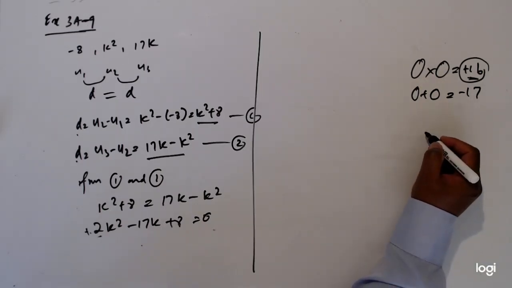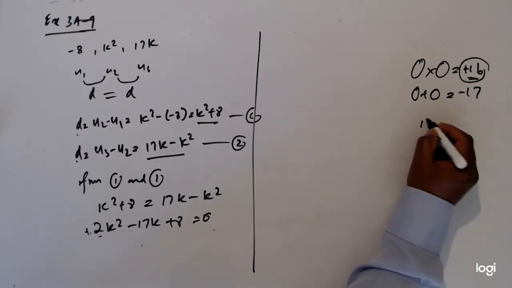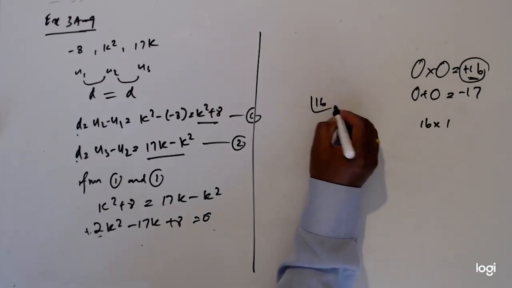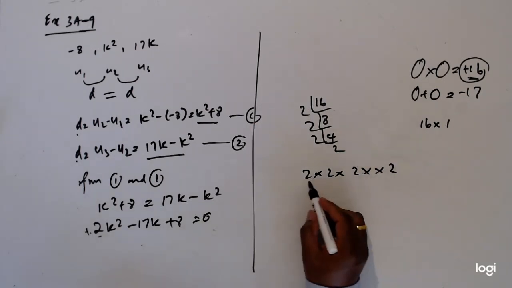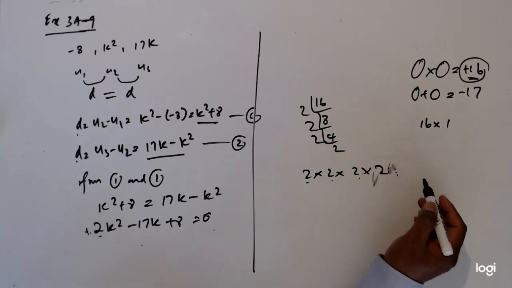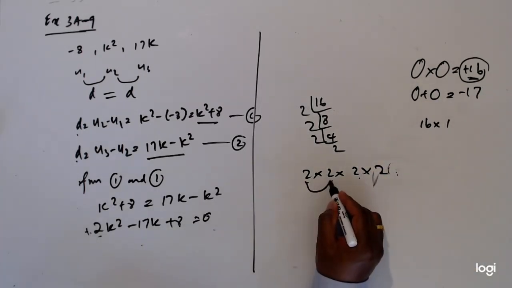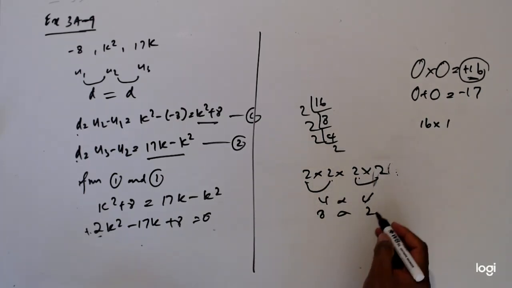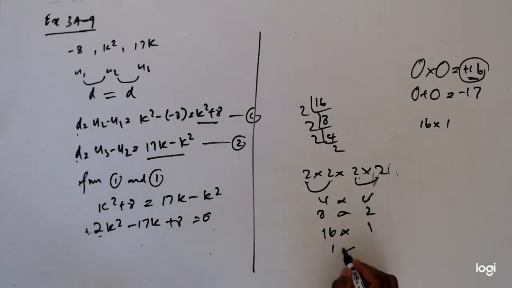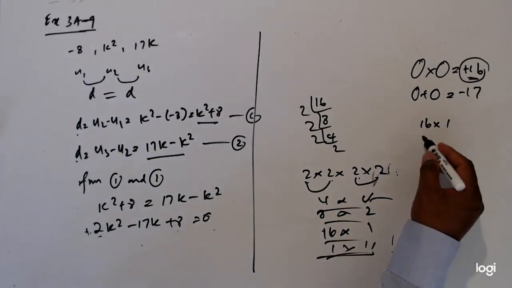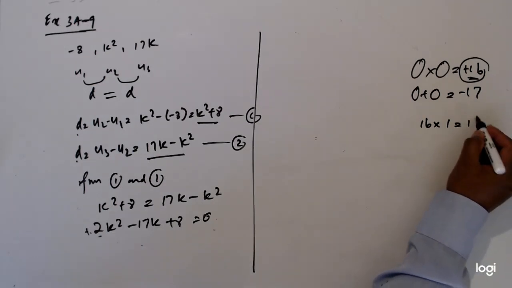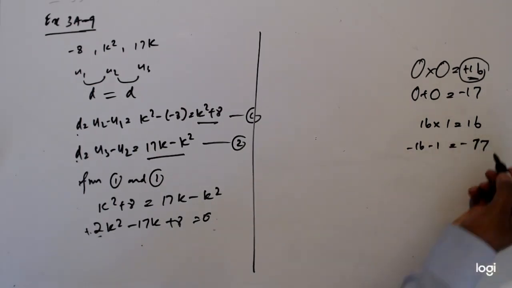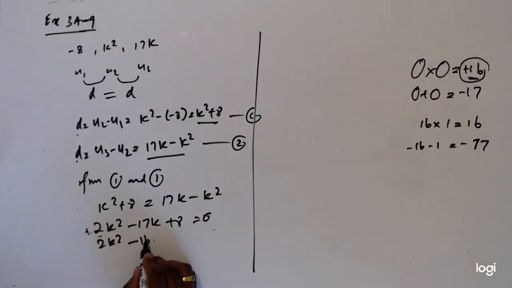Factors of 16 basically. One factor of 16 is 1, 16 times 1. Others, if you want to find, you can find 2, 8, 2, 4, 2, 2. Basically 2 times 2 times 2 times 2 times 1. Then you can take 4 times 2, 8 times 2, and 16 times 1, 1 times 16. So likewise, we have a lot of options, and then you want to pick the right option. I can see that the right option is 16 times 1. 16 times 1 is 16, and minus 16 minus 1 is minus 17. So then I'm going to write 2k square minus 16k minus k.